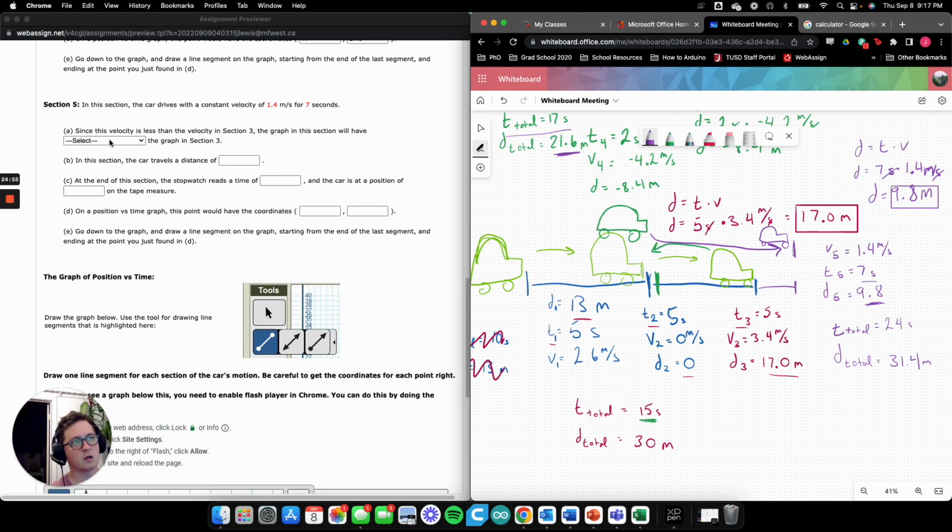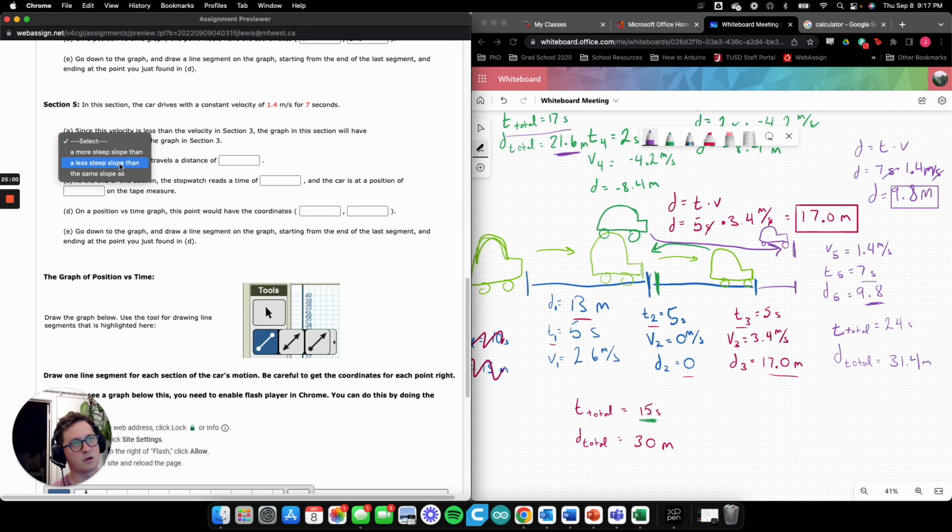Nice. Okay, so this has a less velocity, so it's going to be a pretty shallow, less steep slope. The car travels a distance. What is the distance for section 5? That's 9.8 meters. The stopwatch is going to read a time overall, so that's total time, that's 24 seconds. It's at a position of 31.4 meters. And on a position time graph, this would have the 24 and 31.4.